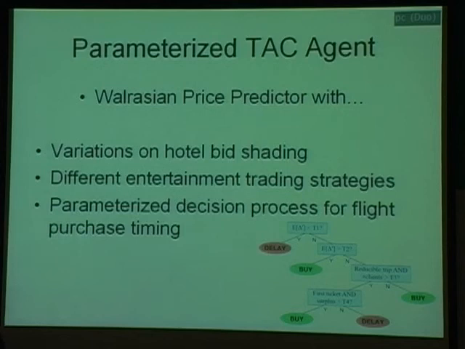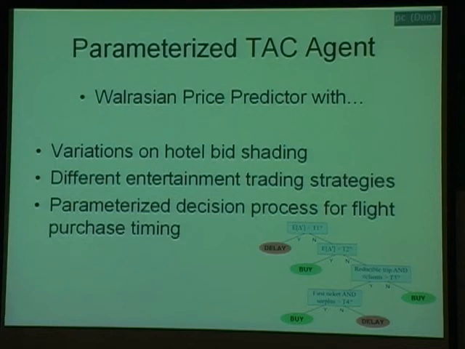Just like in FPSB, where we started with truthful bidding and generalized it with parameters, we do the same thing here. Our baseline strategy now is this Walrasian price predictor. Then we introduce parameters like variations on hotel bid shading, for example, introducing a shade factor, just like we did with FPSB, or other ways to do shading in hotel auctions. Different entertainment strategies can be swapped in and out parametrically.